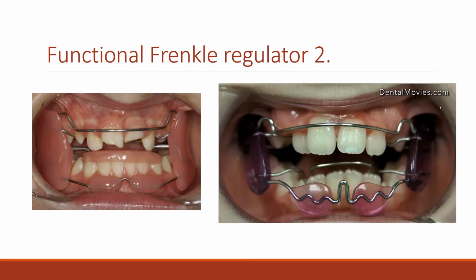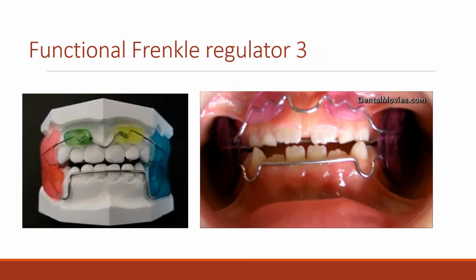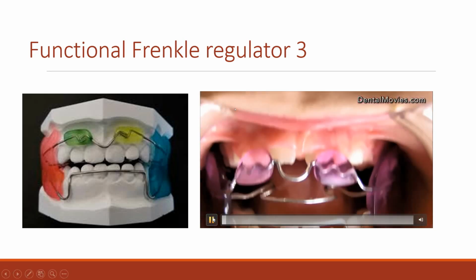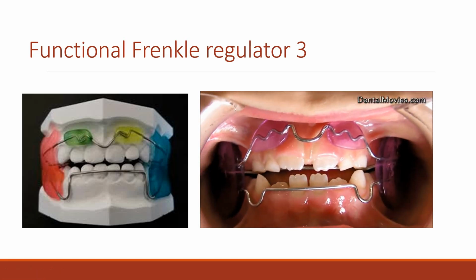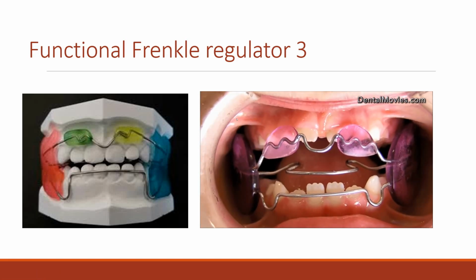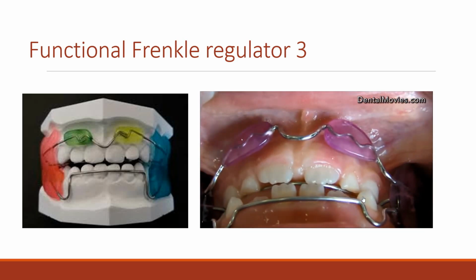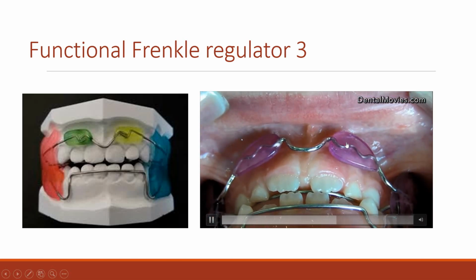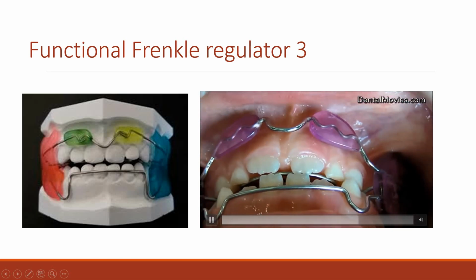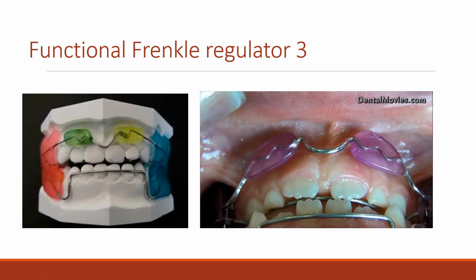There are 4 types of Frankel appliances or functional regulators, which have been described for treating Class 2 Division 1, Class 2 Division 2, Class 3 and anterior open bite. Here you see the functional Frankel regulator for Class 3. Also, buccal and labial shields remove pressure from the cheeks to allow for passive arch expansion.